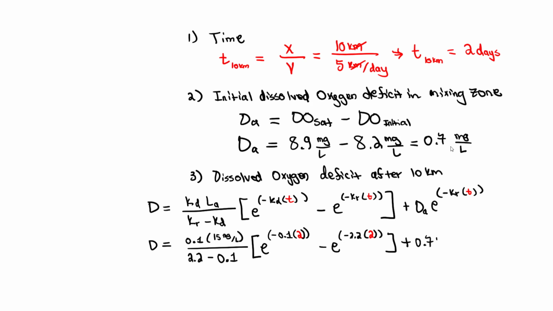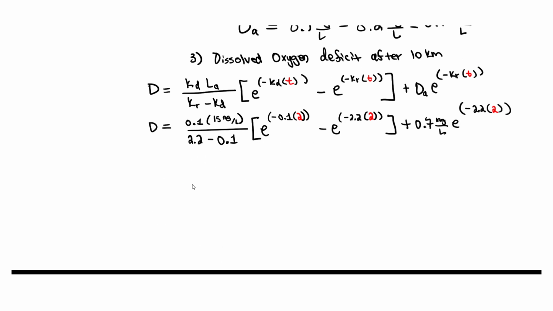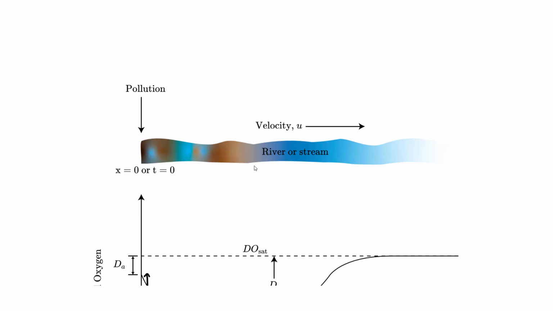0.7 milligram per liter times E to the negative KR, which is 2.2, times T, which is 2. Close that, close. So you can break this down, do the brackets first, then simplify, however you find reasonable and good for you. But here I just plugged it all in the calculator, and I believe we should get about D, the deficit, equals 0.585 milligram per liter.